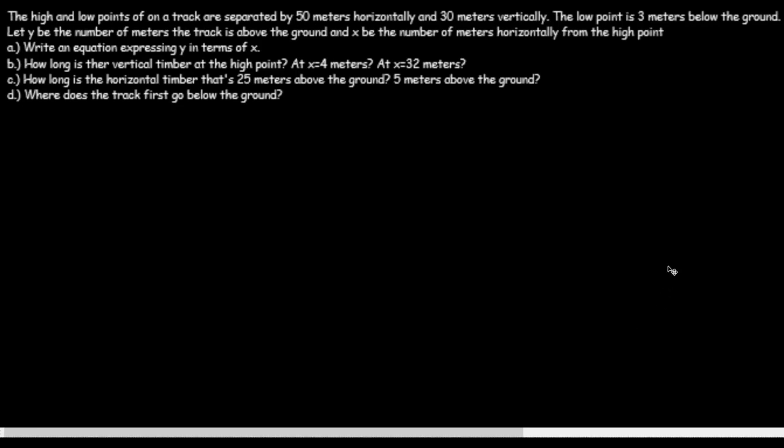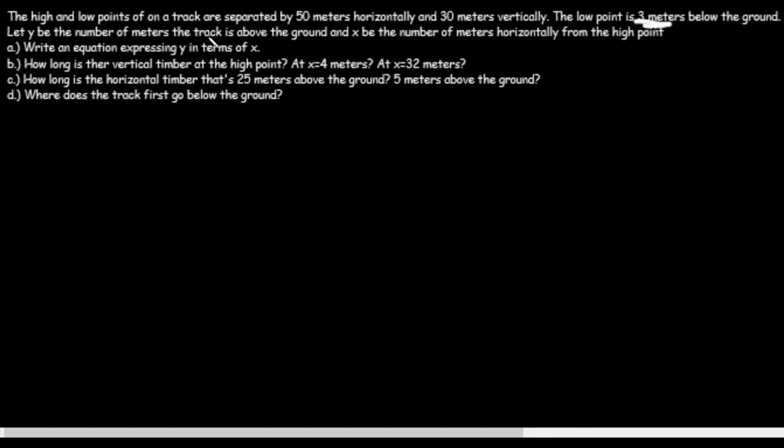So this problem shows we have this sinusoidal modeling question. The question is, the high and low points on the track are separated by 50 meters horizontally and 30 meters vertically. So let's just draw a graph to show what it roughly looks like. And the low point is 3 meters below the ground.